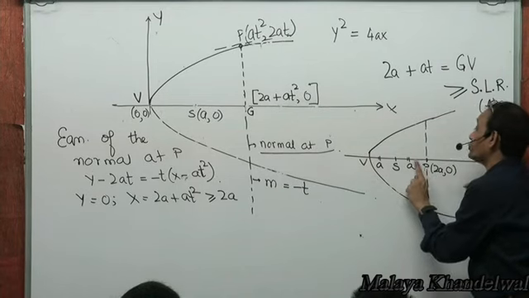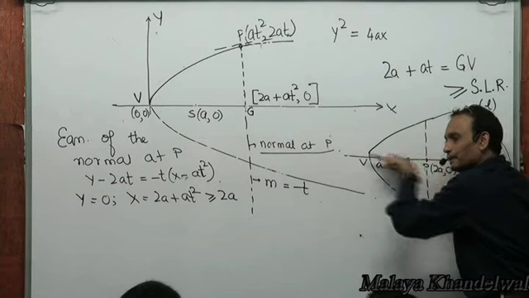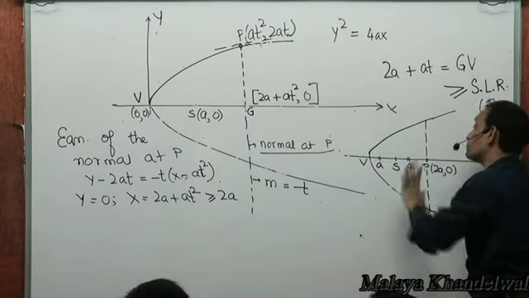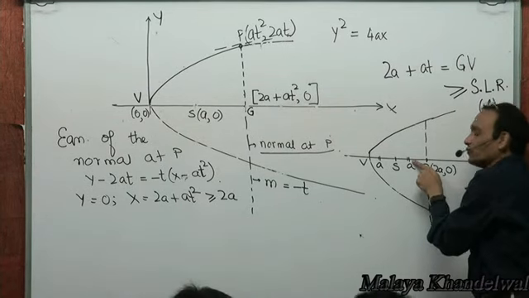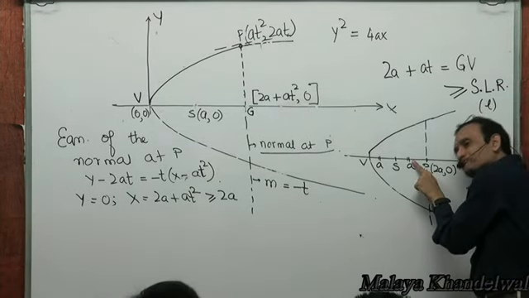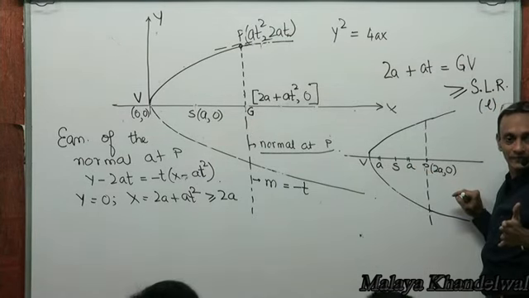Now, if you choose any point to the left of P, then one normal will always be the axis itself, but that will be the only normal, because no other normal will pass through a point to the left of P on the axis of the parabola. Yes or no? You know what I'm saying?